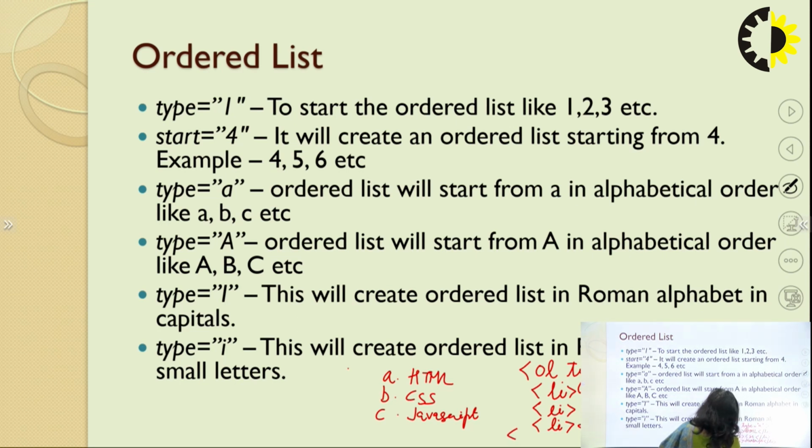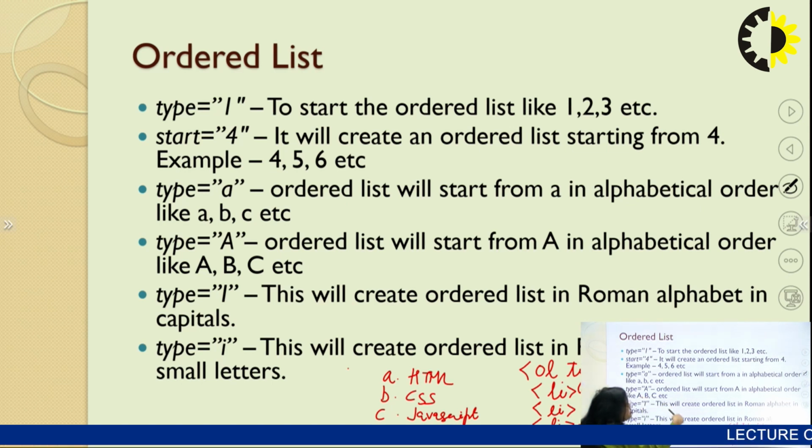And closing OL tag. So, in this way we can represent the elements in some alphabetical order. So, next one is type is equal to capital A. Here we are using the uppercase A, B, C, D.